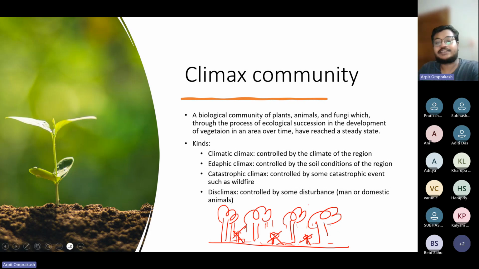Then we also have disclimax, where the climax community is controlled by some disturbance. So, for example, an agricultural field can be thought of as a disclimax community, where we are the ones controlling what is growing and what is not.